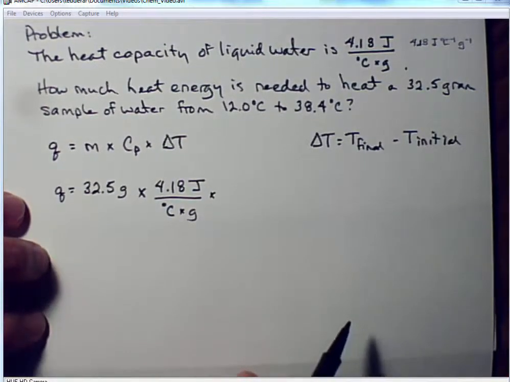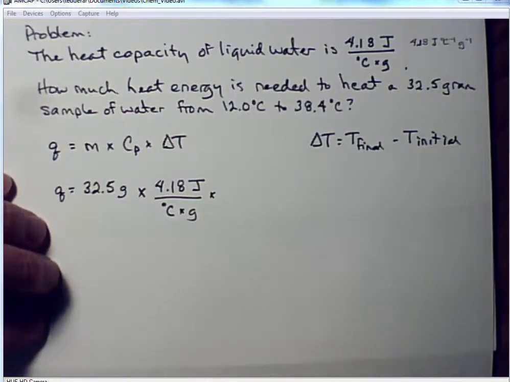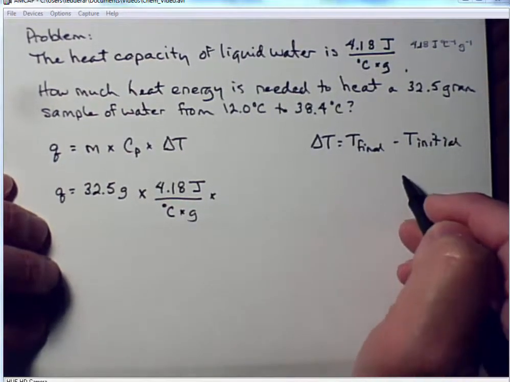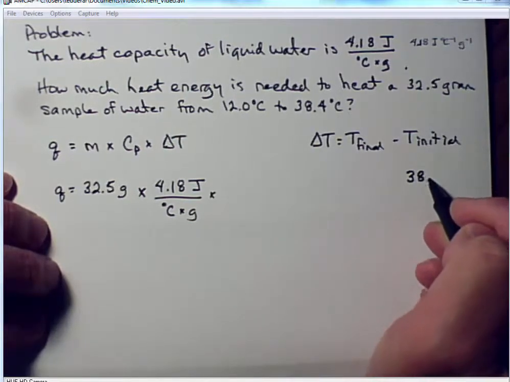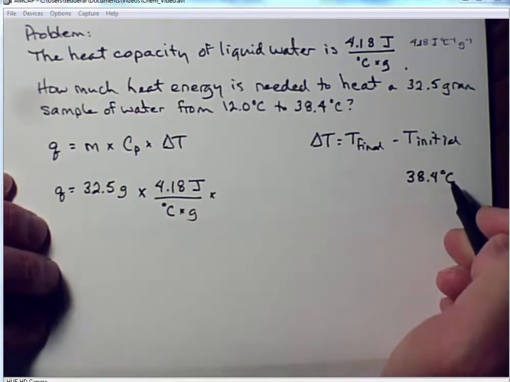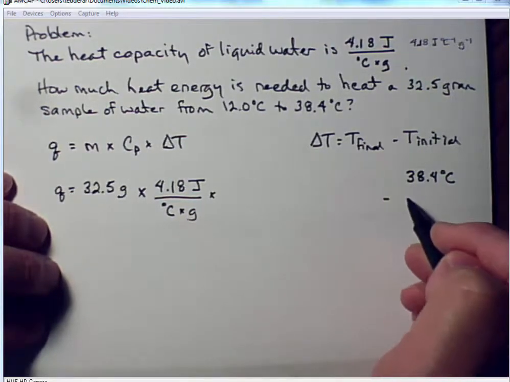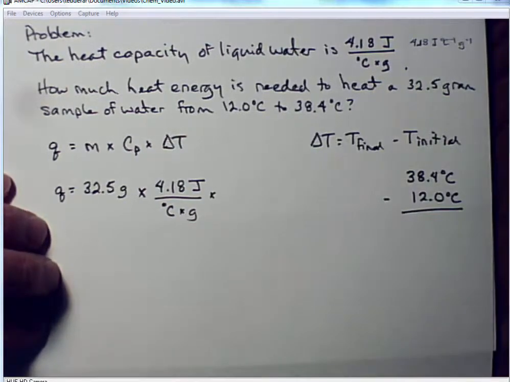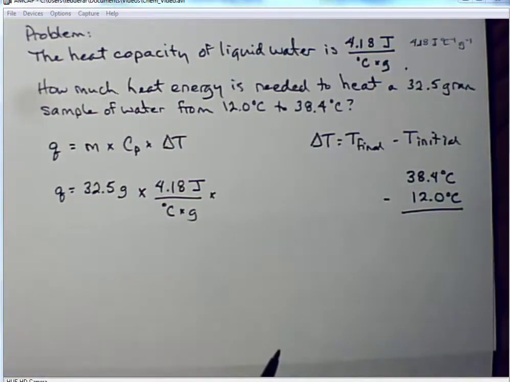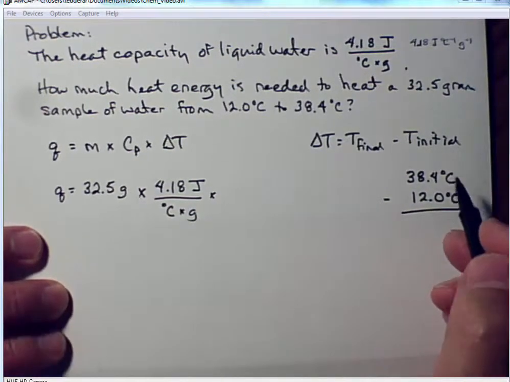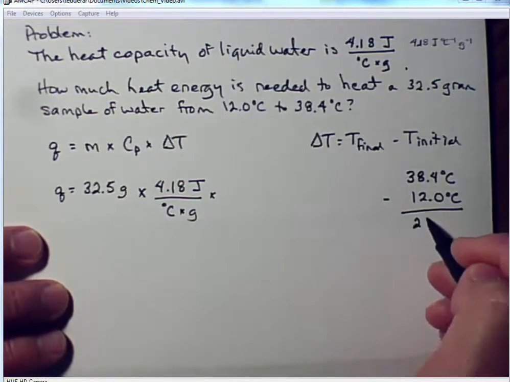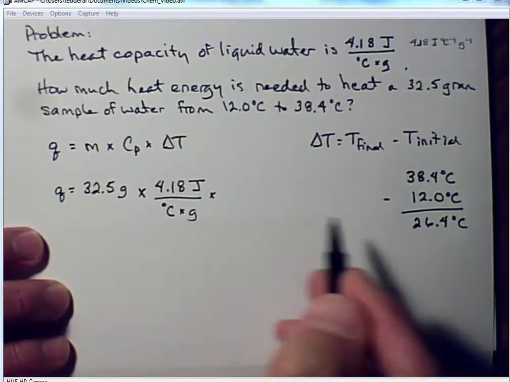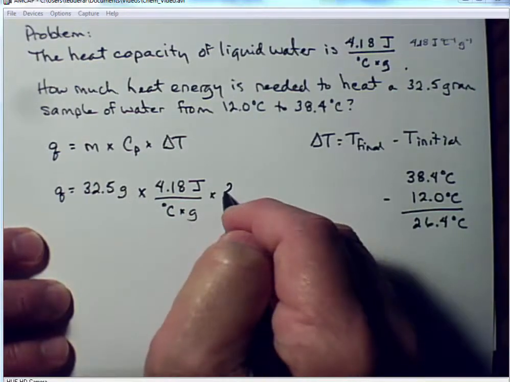And I've asked you, whenever you're doing addition and subtraction, that you do that vertically. Meaning, if I'm going to start with the final temperature, I'm going to put in 38.4 degrees C minus 12.0 degrees C, and when I subtract I get 26.4 degrees C, and that's the change in temperature. So now I've got a number to plug in here.